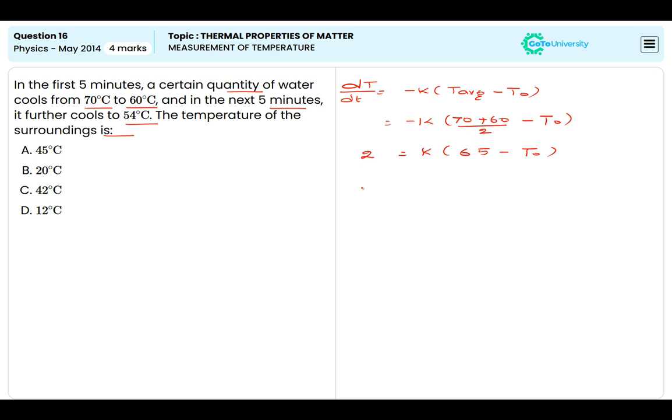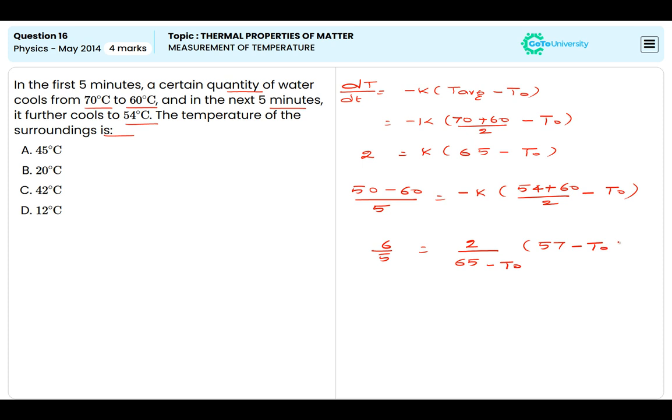And in the next case, it is 54 minus 60 divided by 5 minutes. Then this becomes minus k into 54 plus 60 divided by 2 minus T naught. Then this becomes 6 by 5 is equal to, minus minus will get cancelled, and 2 divided by 65 minus T naught times 57 minus T naught.